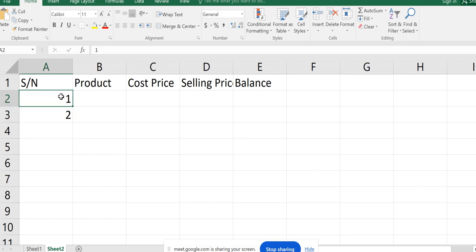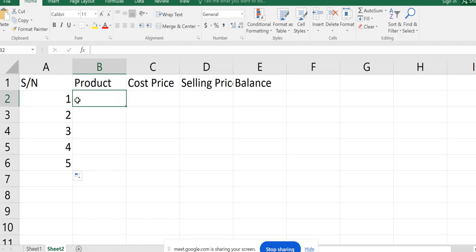This is what I did. I click on 1, 2, highlight. You come at the edge here, this edge, you can see, you hold your left click, then you drag. Now you need to understand what you're counting to. If I'm making use of 5 rows, I'm going to stop here. If I release, you will see 1, 2, 3, 4, 5. That is how to do automatic filling.